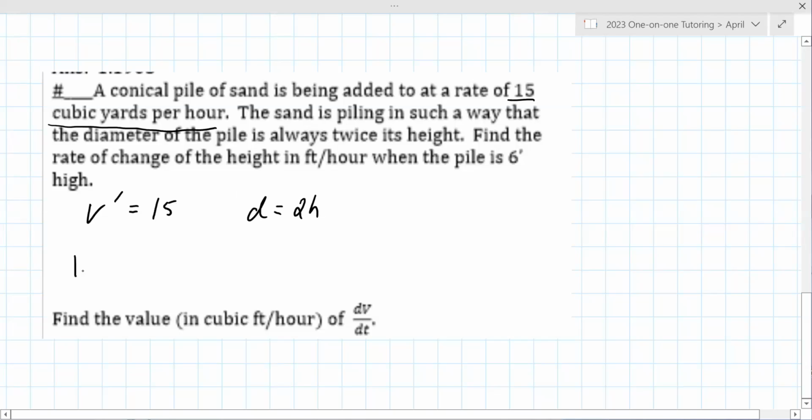So they want H prime. That's what we're trying to determine when the pile is 6 feet high. I guess that's feet.